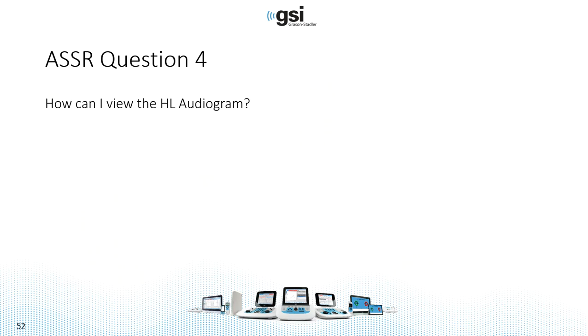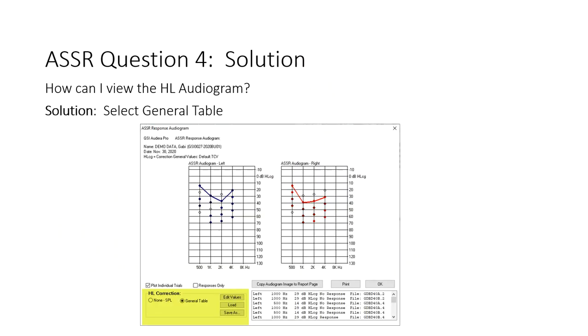Question 4: I can't remember, how can I view the HL Audiogram? The solution is in the audiogram window, in the lower left corner, you want to select General Table, and that will take your SPL audiogram and convert it using the corrections to the HL Audiogram.